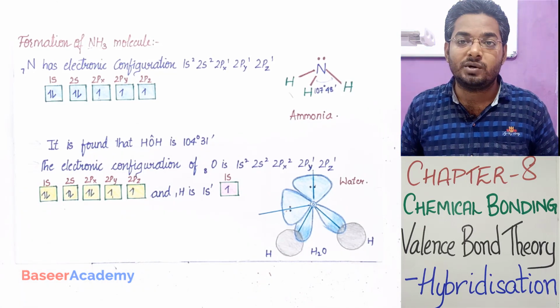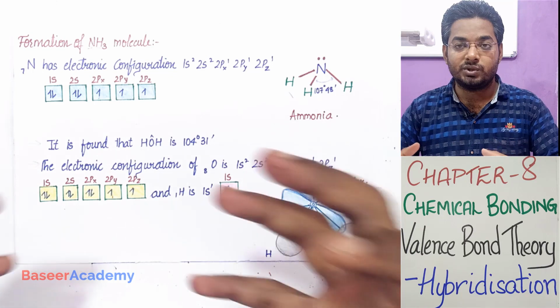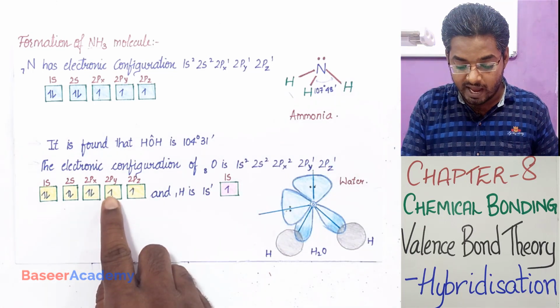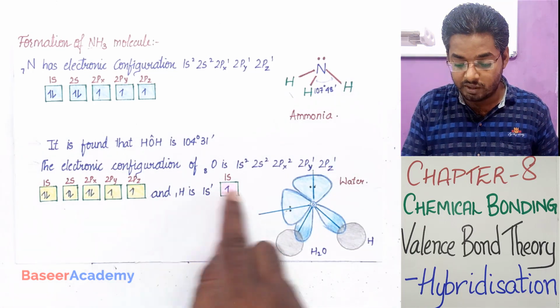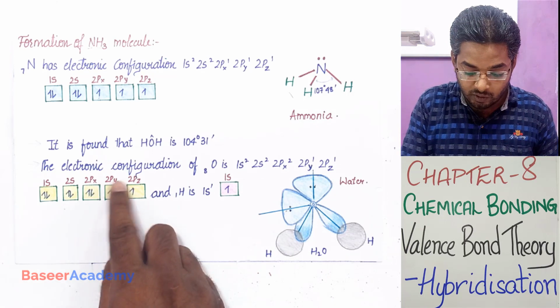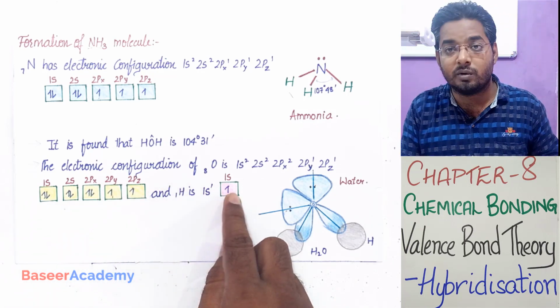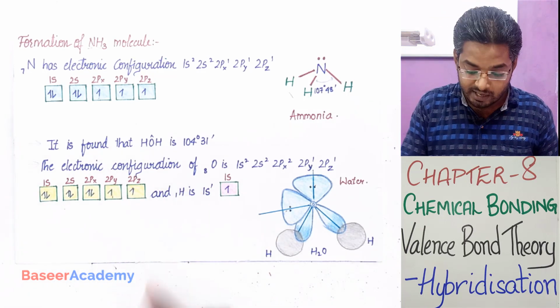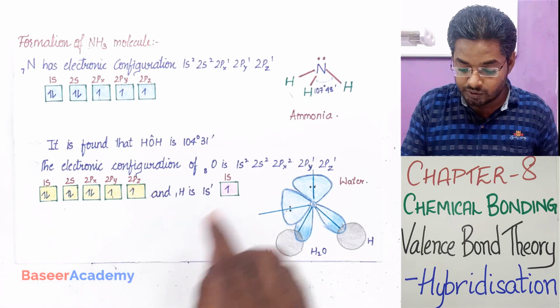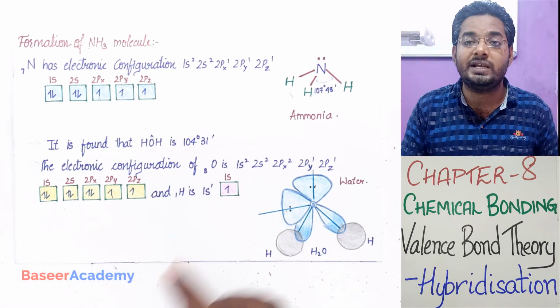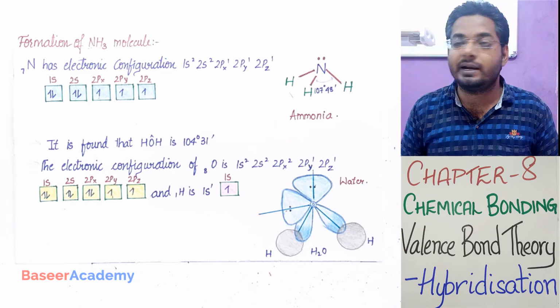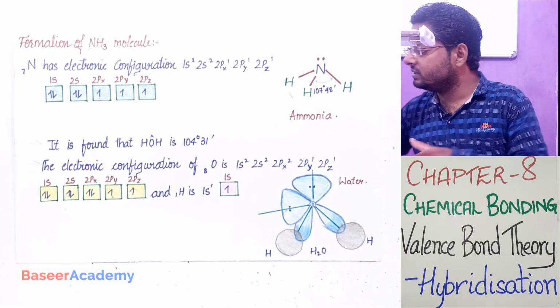And as per the valence bond theory, when 2 atoms come close to each other, the orbitals having the unpaired electrons should overlap. So the 2py orbital should overlap with the 1s orbital of the first hydrogen atom, and the 2pz orbital should overlap with the 1s orbital of the second hydrogen atom. Let us see this in the form of a diagram here.